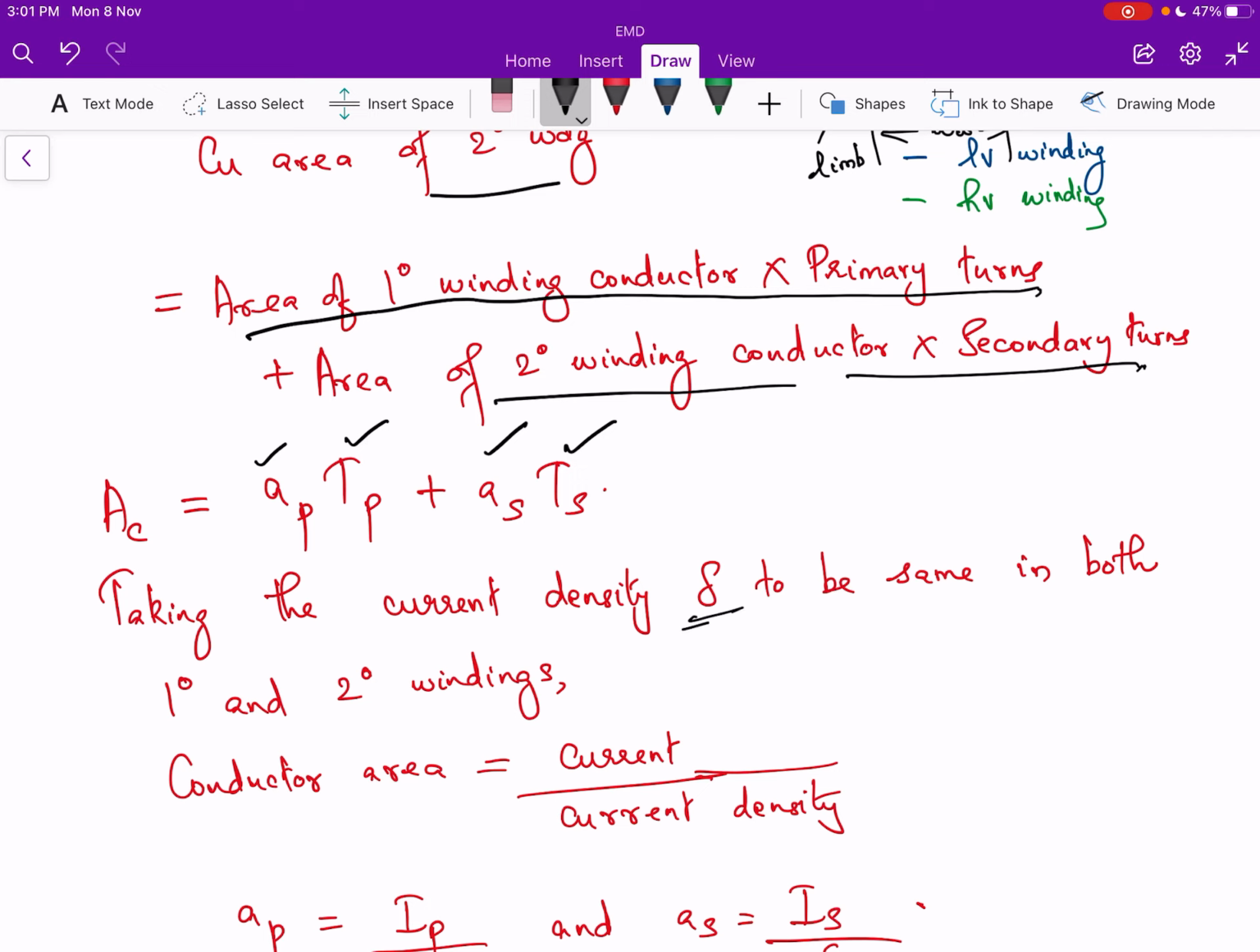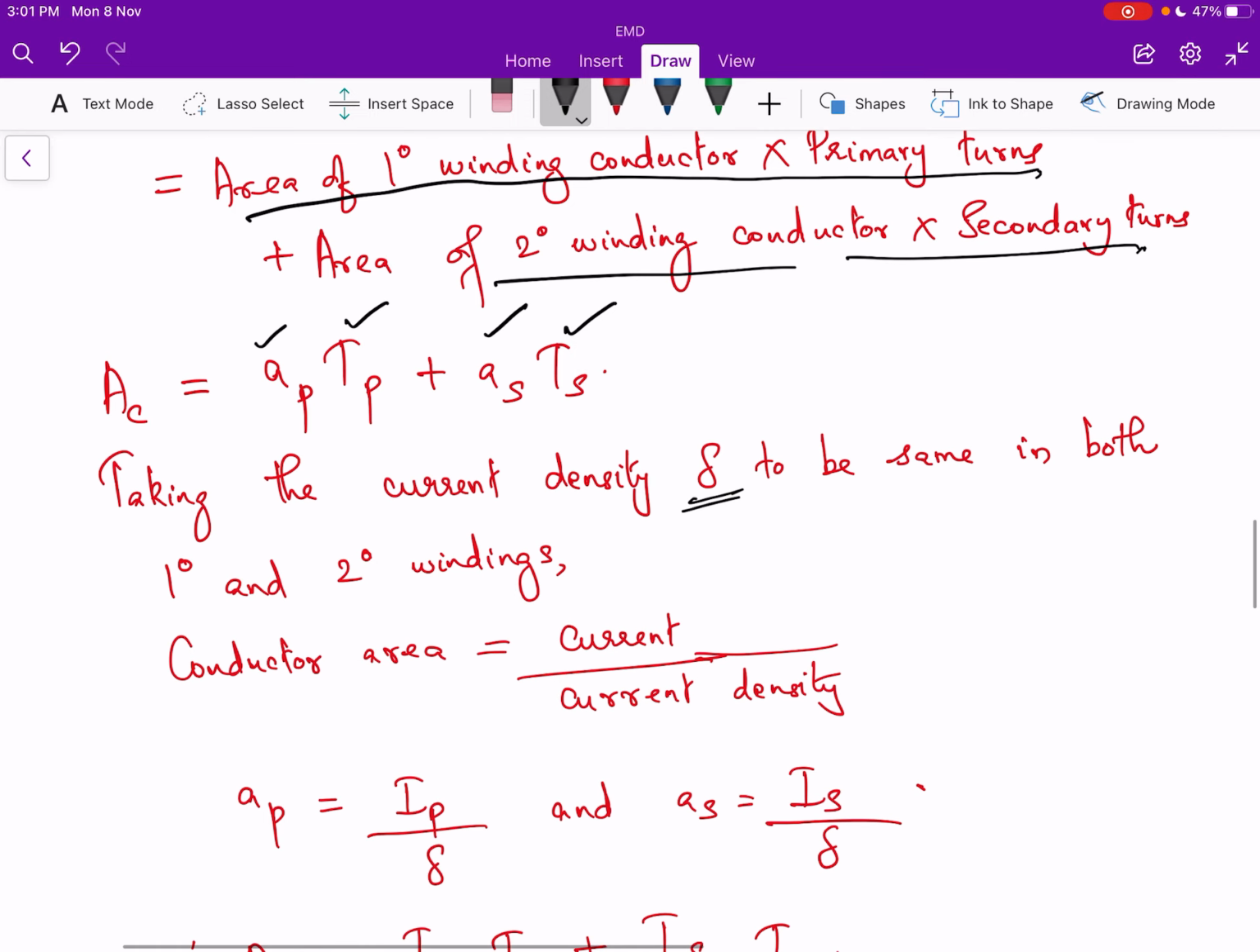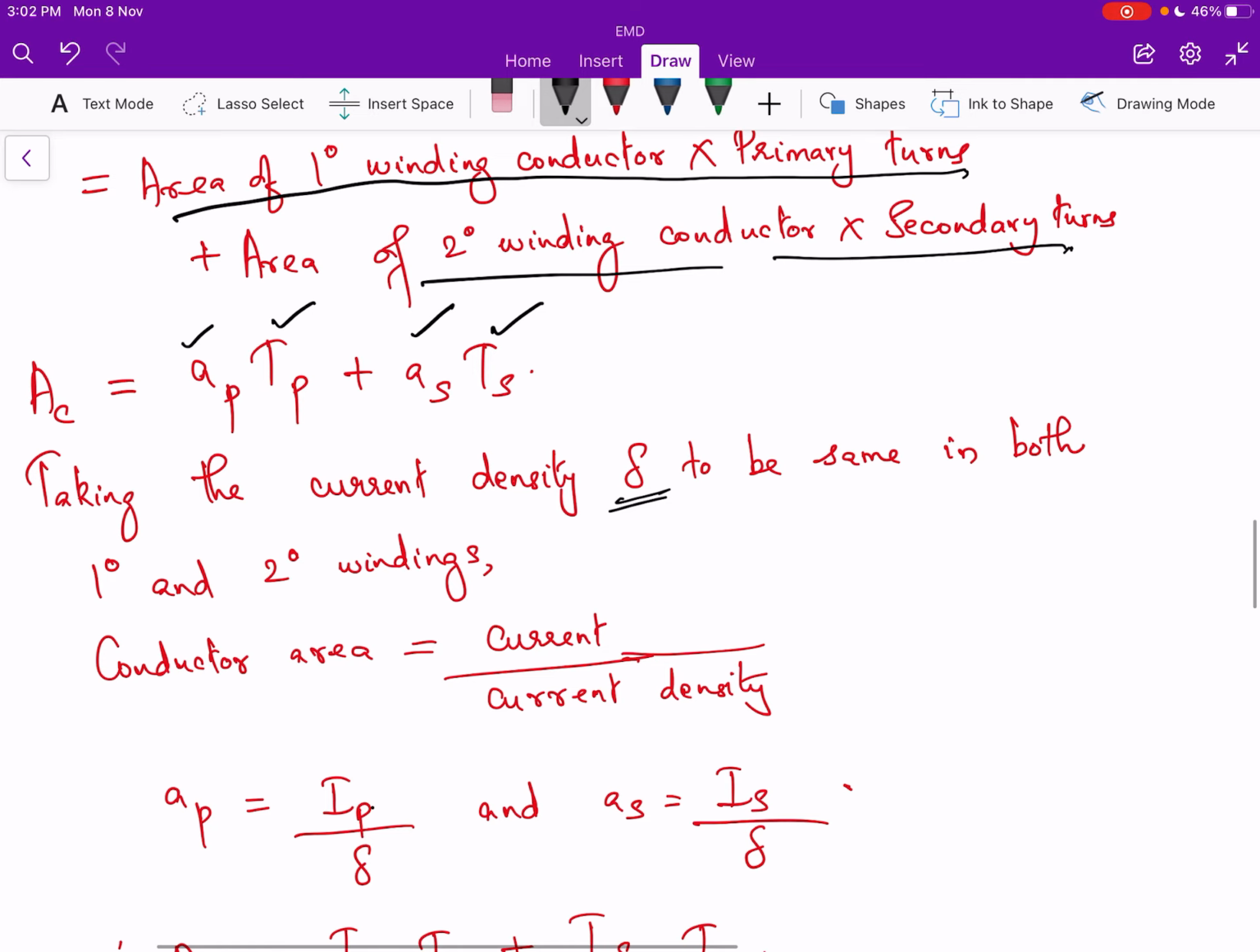That is, delta is the same in the primary and the secondary windings, and we know the conductor area is equal to current divided by current density. So current I divided by current density is current divided by area, and that gives the conductor area. So the primary conductor area AP will be equal to primary current IP divided by delta, and the secondary conductor area AS will be equal to the secondary current IS divided by delta.